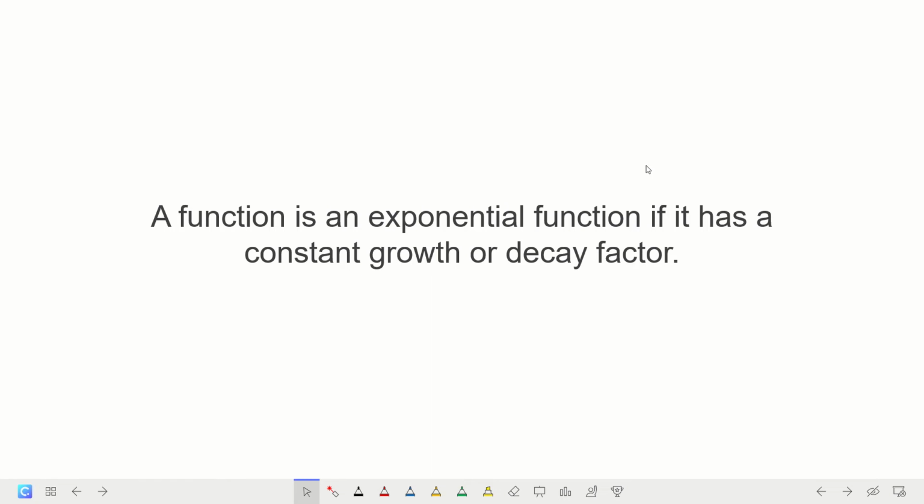When we say growth or decay factor, it is a fixed number, a fixed rate, or a fixed percentage that will indicate how the value of the function will grow or increase, or how the value of the function will decrease over time.